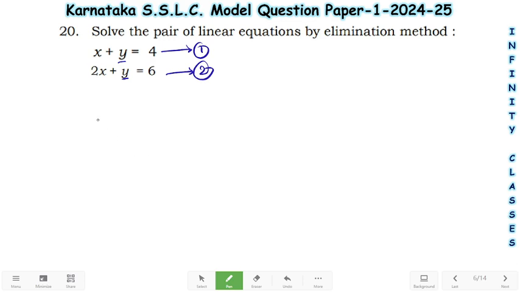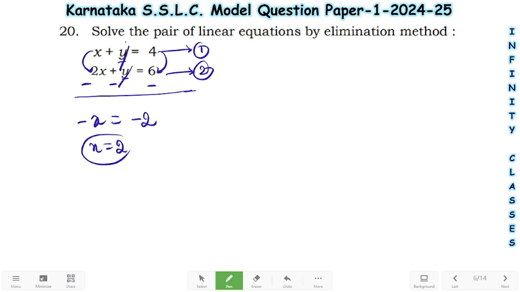Elimination method means we have to directly subtract here. For this problem I am going to subtract, minus, minus, minus. Here plus y minus y gets cancelled. Here x minus 2x is minus x. 4 minus 6 is minus 2. Here on both sides minus is there, so the minuses get cancelled. x is equal to 2.